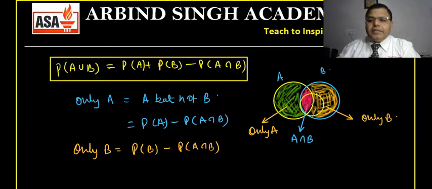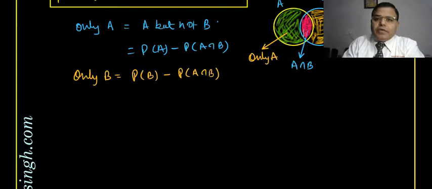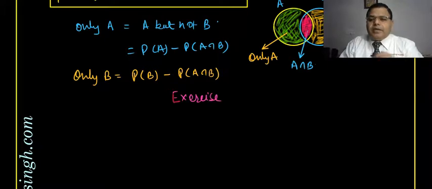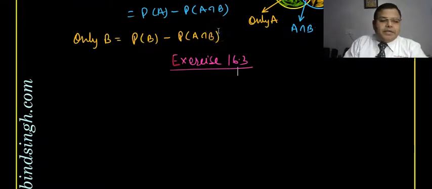So let us start with the questions from the exercise. You already know that for a mutually exclusive event, A intersection B is equal to 0. Now we are taking questions from exercise 16.3. The very first question given here is question number 1.